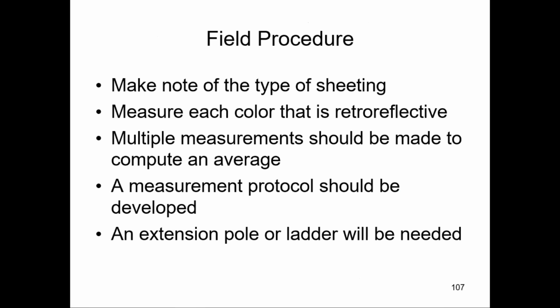The field procedure would be to make a note of the type of sheeting, and this is where that sign sheeting identification sheet that I mentioned earlier and showed you earlier would come into play. The crews should have a copy of that. And you need to measure each color that is retroreflective. So on a stop sign, red and white. On a street name sign, green and white, and so forth. Need to make multiple measurements and compute an average.